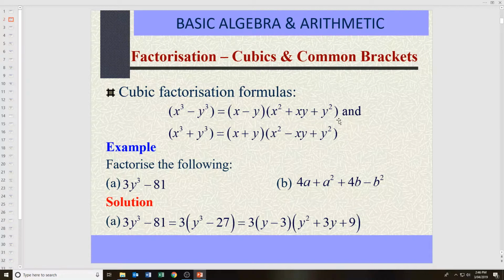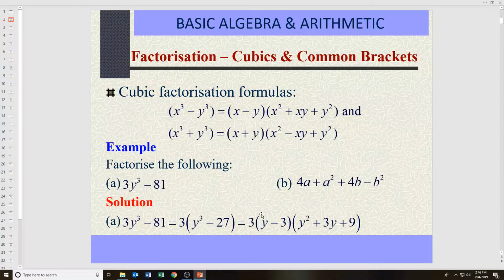And now we can see that y cubed minus 27 is a cubic factorization, and it is of the first formula format. So what we need to do there is simply substitute those values into the formula, and we can see very clearly that in our particular case the x is actually y, and y cubed being 27, making y the value of 3. So we simply substitute those values into the formula.